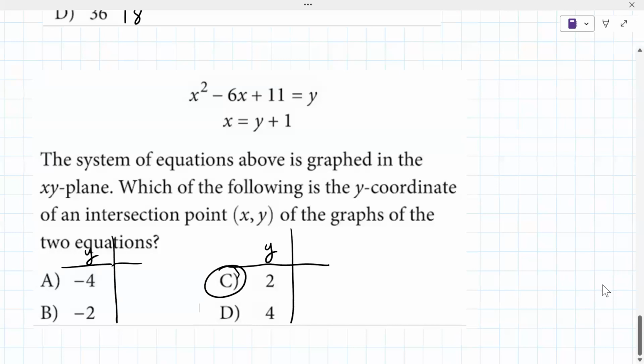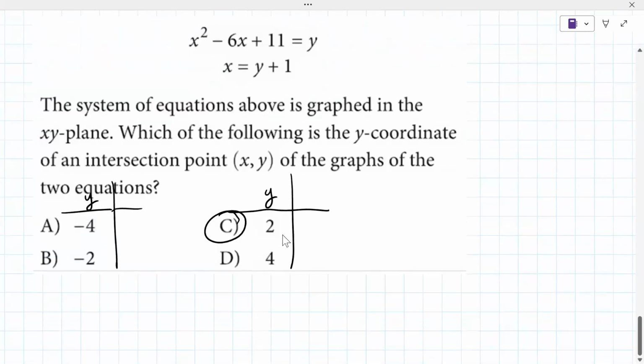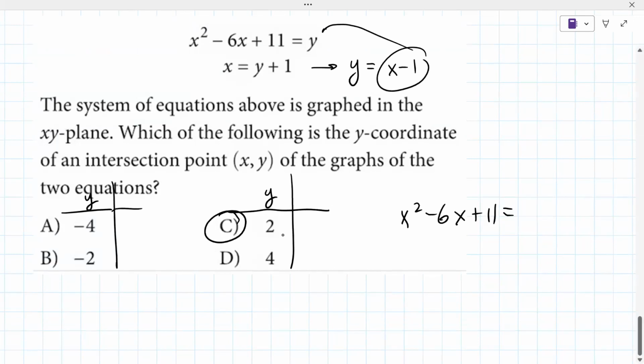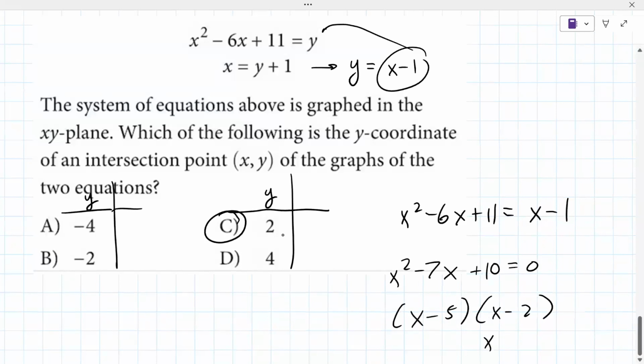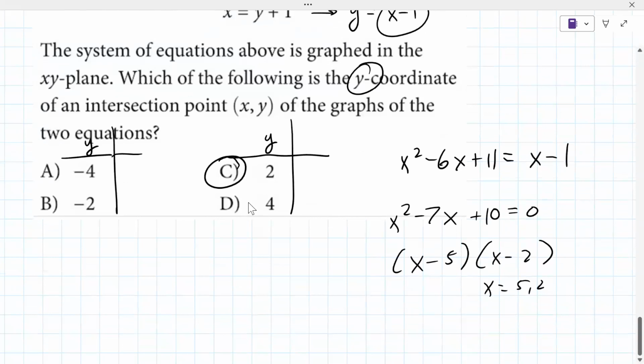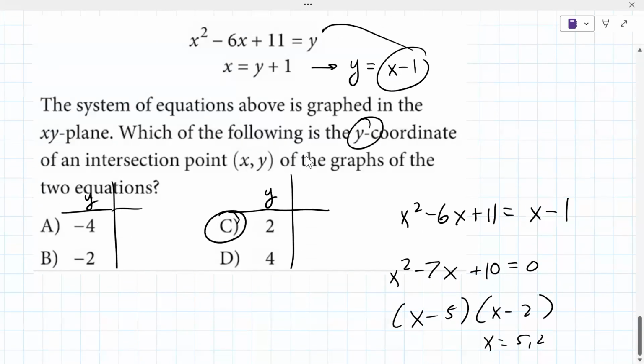Let me show you how you would solve this if you didn't know anything that I was talking about. You would write y equals x minus one. That goes in here. And then it becomes x squared minus 6x plus 11 equals x minus one. You'd move things over, x squared minus 7x plus 10 equals 0. You'd get x minus 5, x minus 2. So x is either 5 or 2. That's not what they're looking for. They want the y coordinates. You'd still have to go back and solve for y, and you're adding 1 to them.